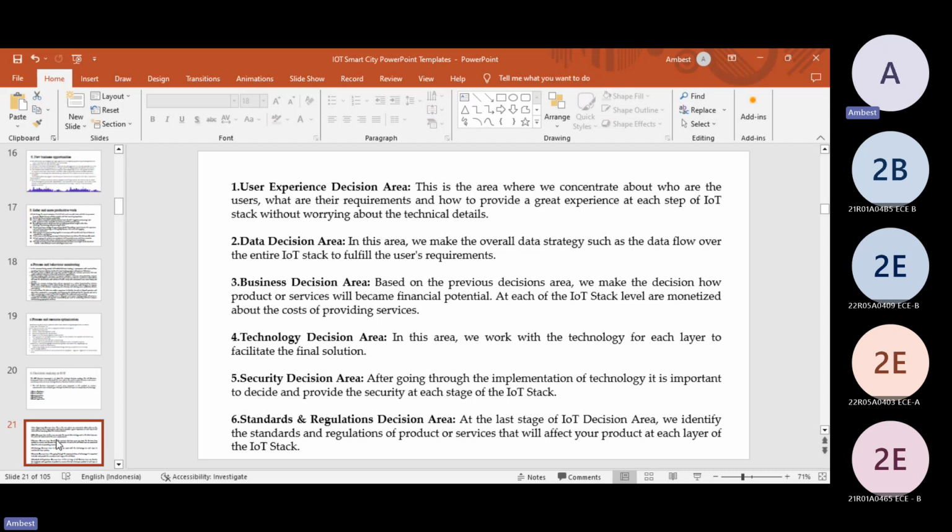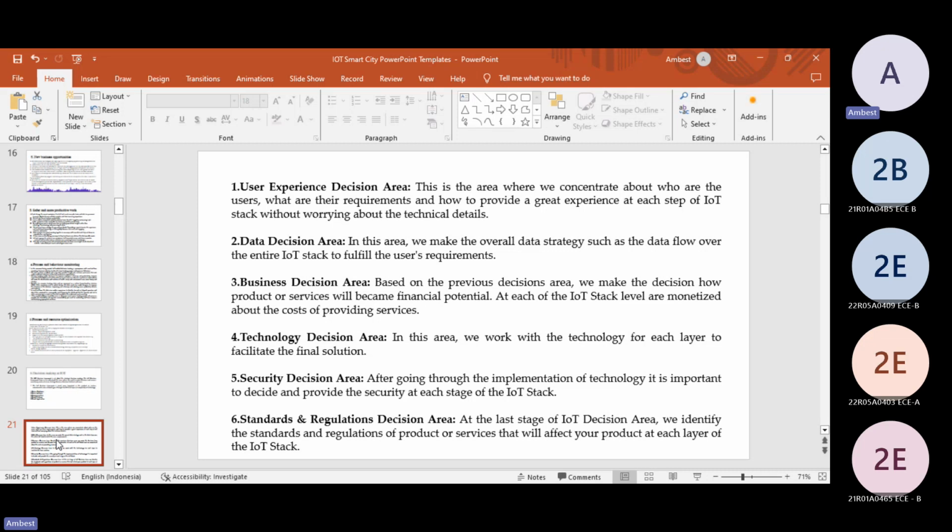So this is an area where we concentrate on user experience. This is the area where we always concentrate on who the users are, their requirements, and how to provide a good experience at each step without them worrying about the technical details. And the second thing was the data decision area. In this, we make overall data strategies, such as the data flow over the entire stack, to fulfill user requirements. The third thing was the business decision area.